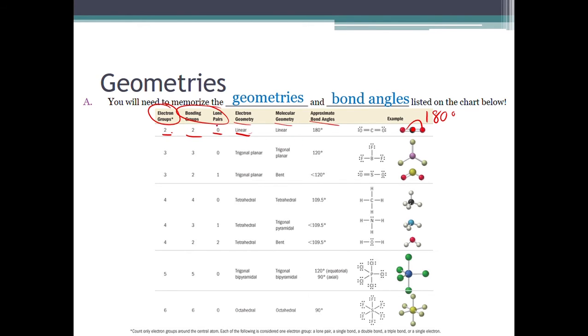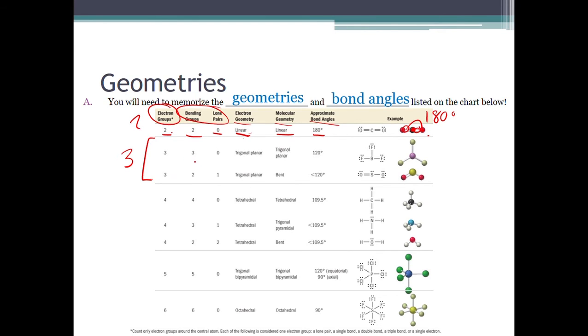Since we have no lone pairs, our electron geometry, the arrangement of the electron groups, is going to be the same as our molecular geometry, the arrangement of the atoms. And since we know these are going to be as far apart as possible, that's going to be a 180-degree bond angle. That's for 2 electron groups. The next section of our chart is for 3 electron groups. There are 2 different scenarios here.